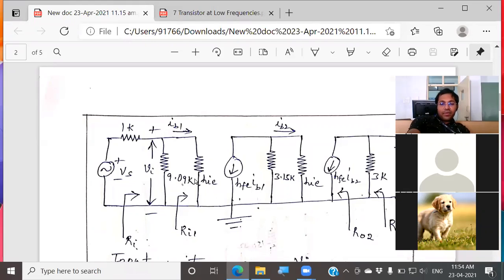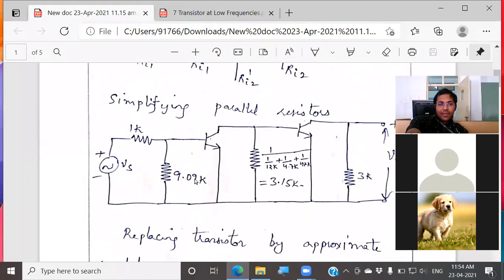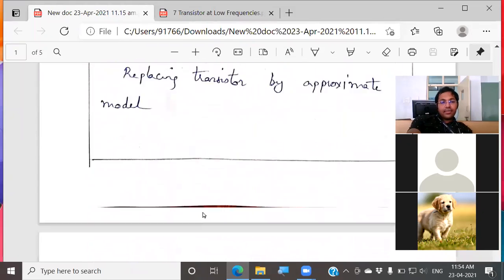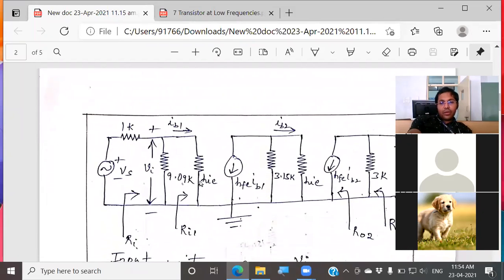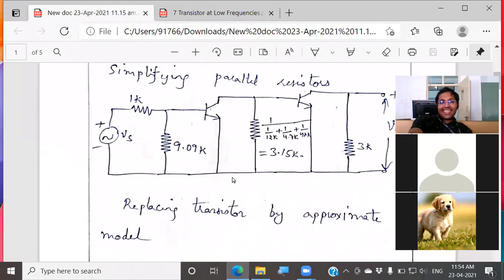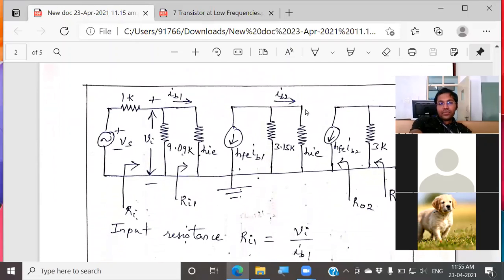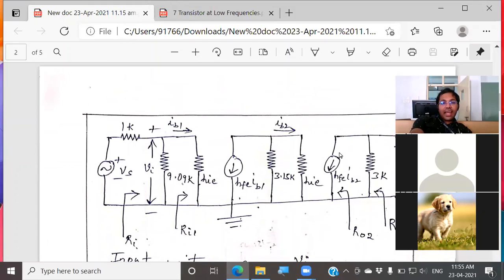In simple words, what we are doing is replacing the transistor by the approximate model. What does the approximate model consist of? IB1 is the current, only two components: HIE, HFE IB1. Likewise, for the second transistor, IB2 is the current, then only two components: HIE, and the second component HFE IB2. Remaining everything as it is.